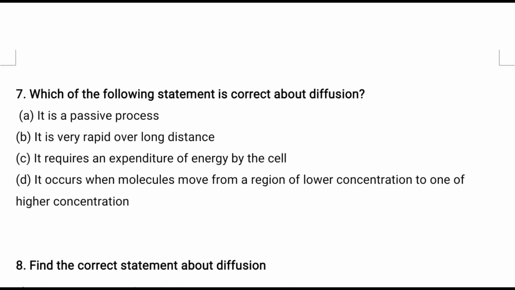So let's see the next question. Which of the following statements is correct about diffusion? Options are: it is a passive process, it is very rapid over long distance, it requires an expenditure of energy by the cell, it occurs when molecules move from a region of lower concentration to one of higher concentration. So these are the options. I'm going to reveal the answer.